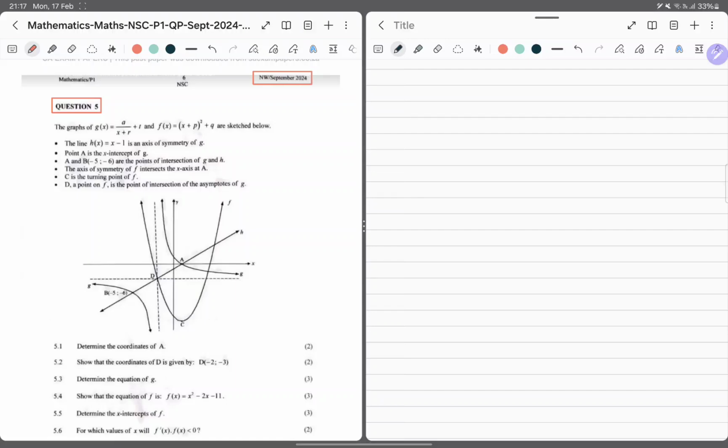What attracted me to this is the combination of a hyperbola, a straight line function, as well as the parabola. You hardly get these put together like that. So let's explore this and highlight some of the techniques one can use to solve these problems. Of course, we are going to be doing question 5.